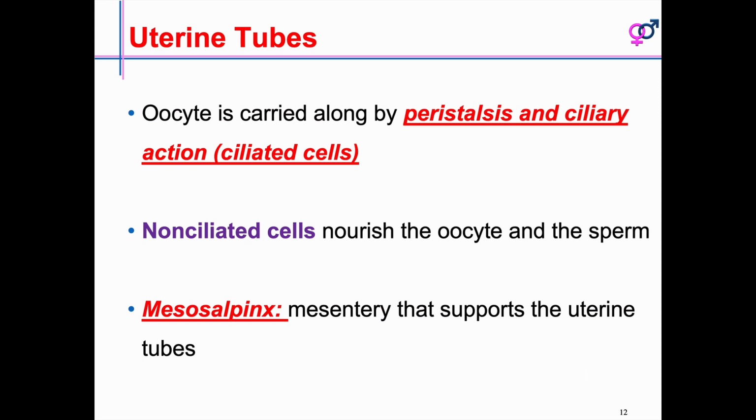If this ciliary movement is not present, the fetus will develop in the fallopian tube. Within 1 week, the fallopian tube will rupture and cause a severe amount of bleeding. We call that a tubal pregnancy. So that is the importance of the fallopian tube. The peristaltic movement and the ciliary movement will keep pushing the ovum towards the uterine cavity.